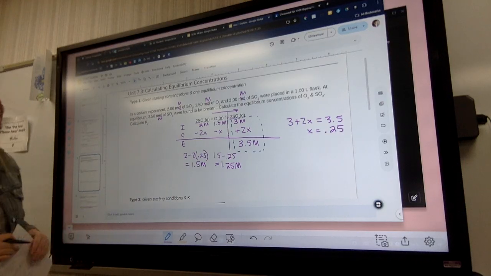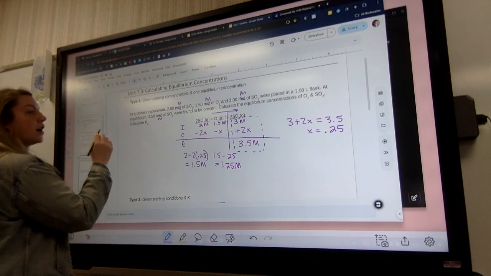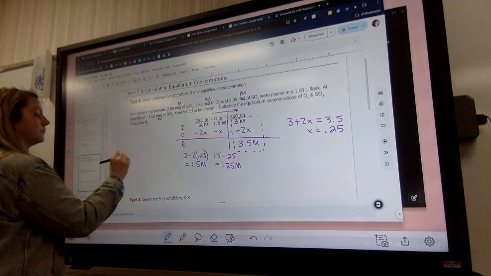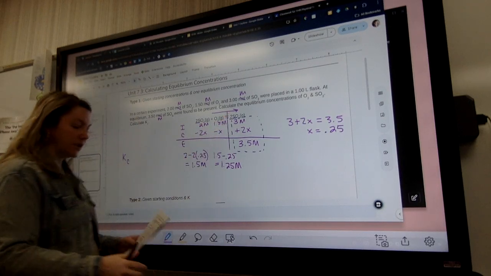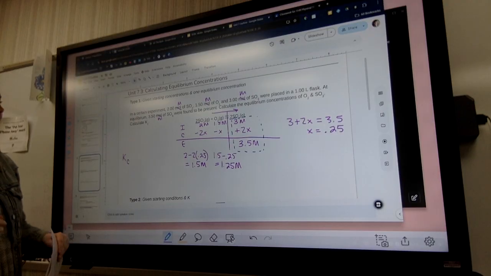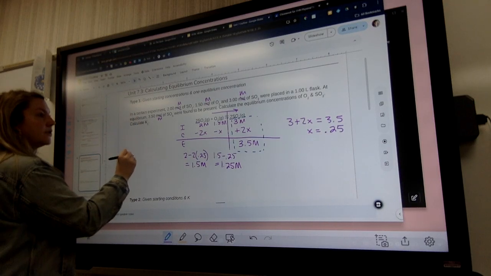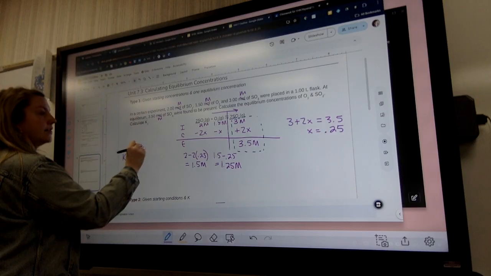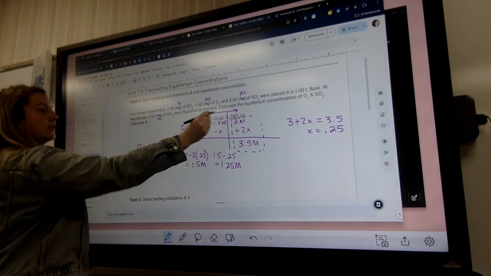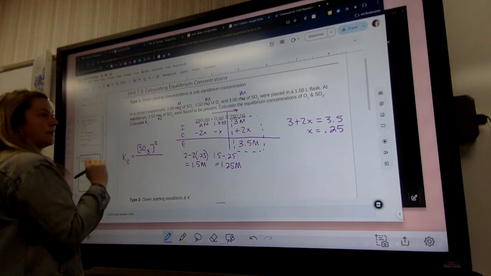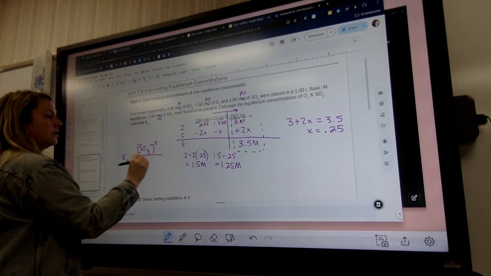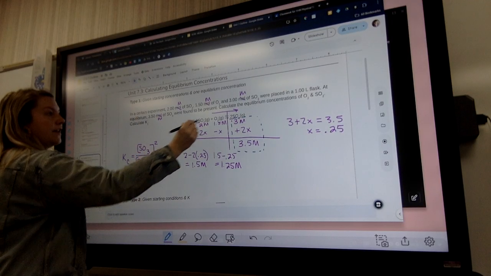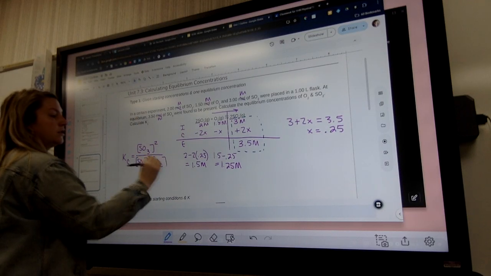For our Kc, now we just have to plug in the equilibrium concentrations. First let's just write the expression. We don't have any solids or liquids, so we don't have to exclude anything. So we're going to have our SO3 to the second power divided by the concentration of SO2 to the second power, and then concentration of O2 to the first power.